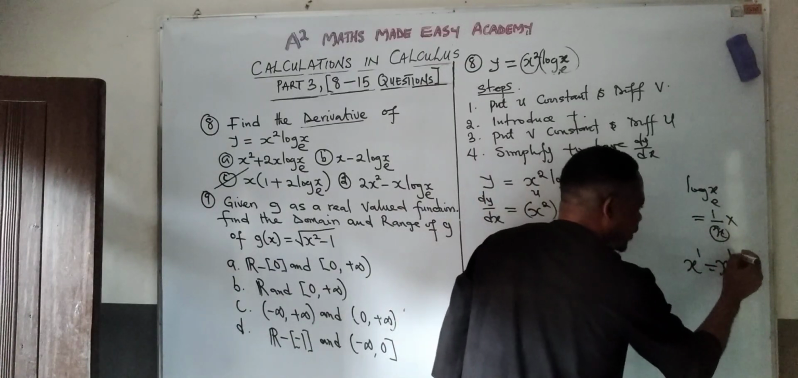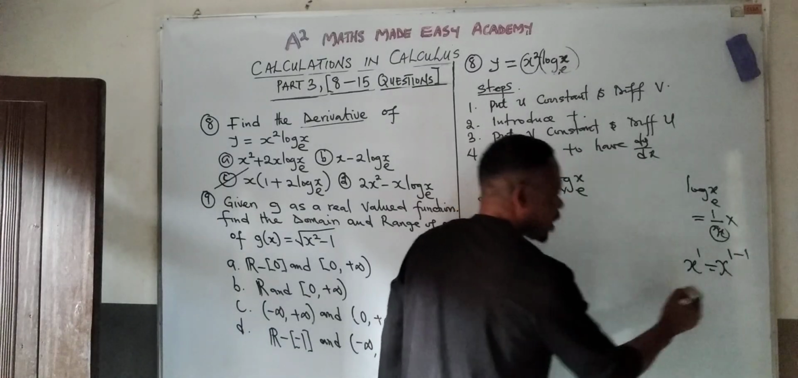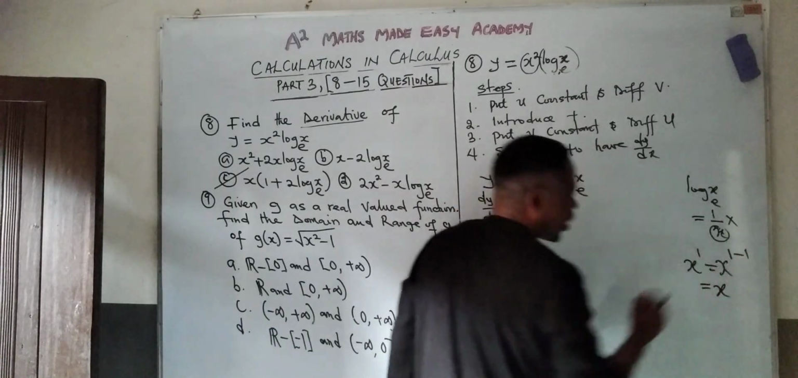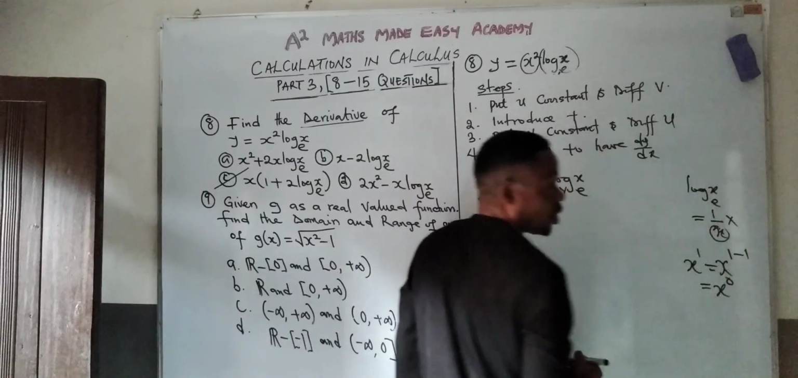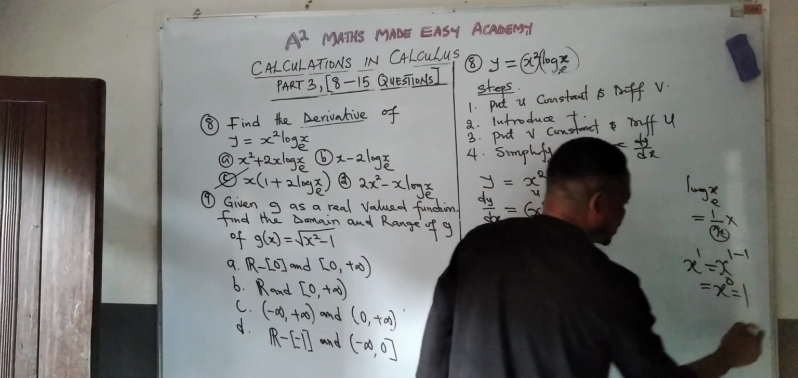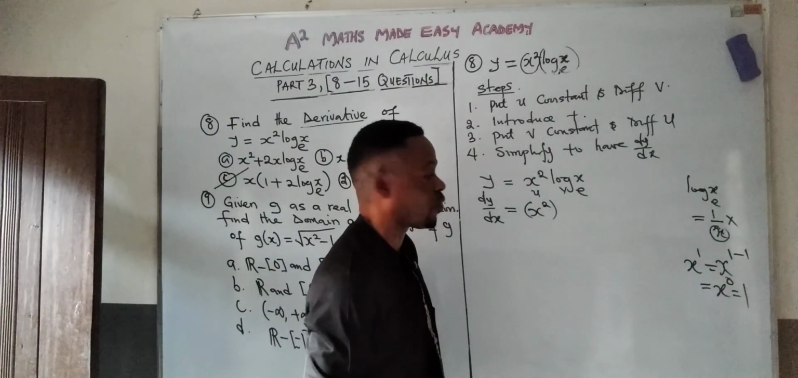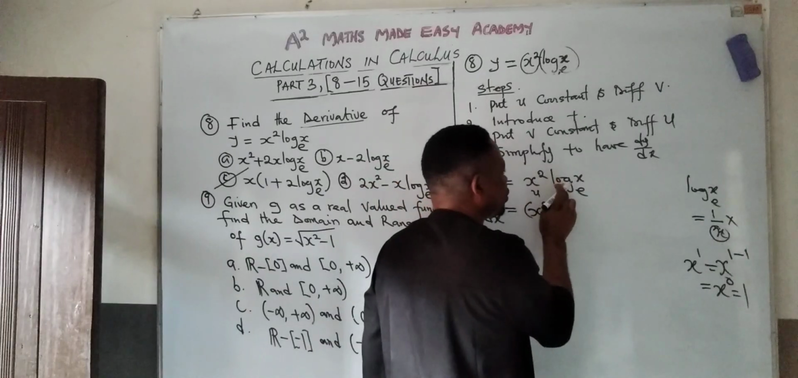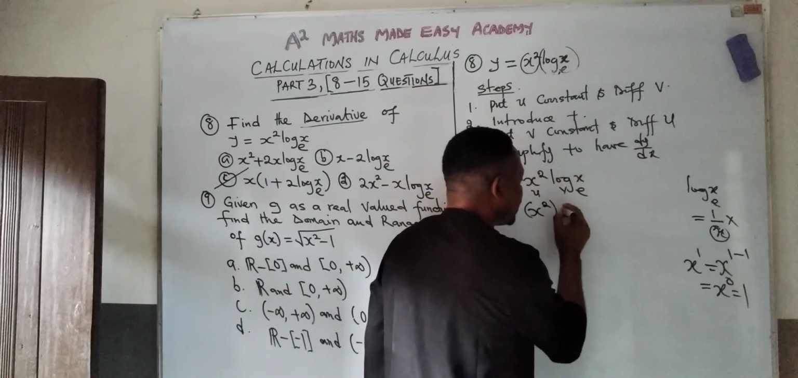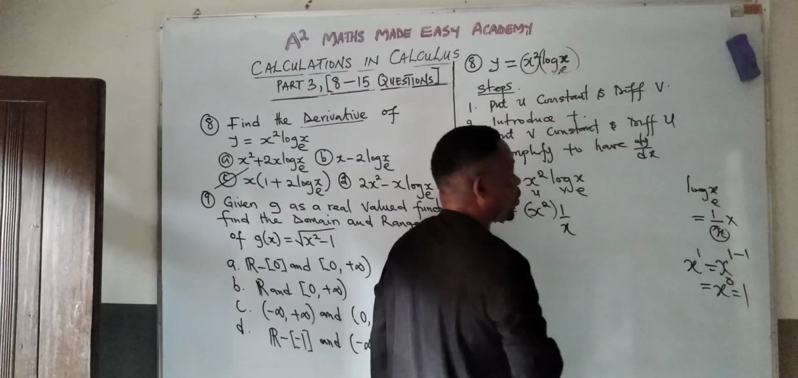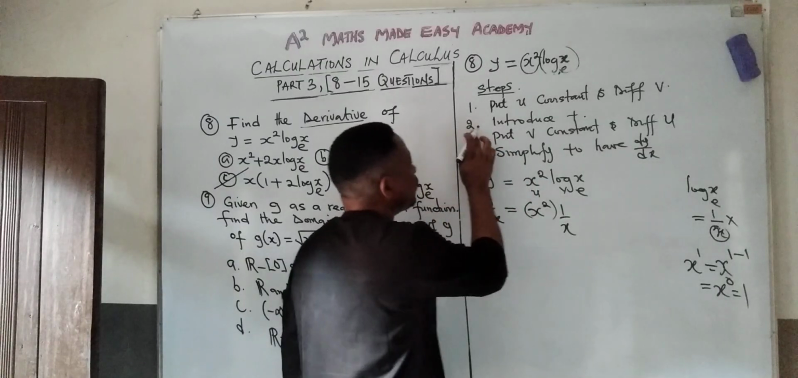Raised to the power of 1, then introduce minus 1. This is x, right? 1 minus 1 will give you 0. By the law of indices, anything raised to the power of 0 is 1. So if I'm to differentiate log x exponential, the result is 1 over x. Am I communicating? Then what is the first step?